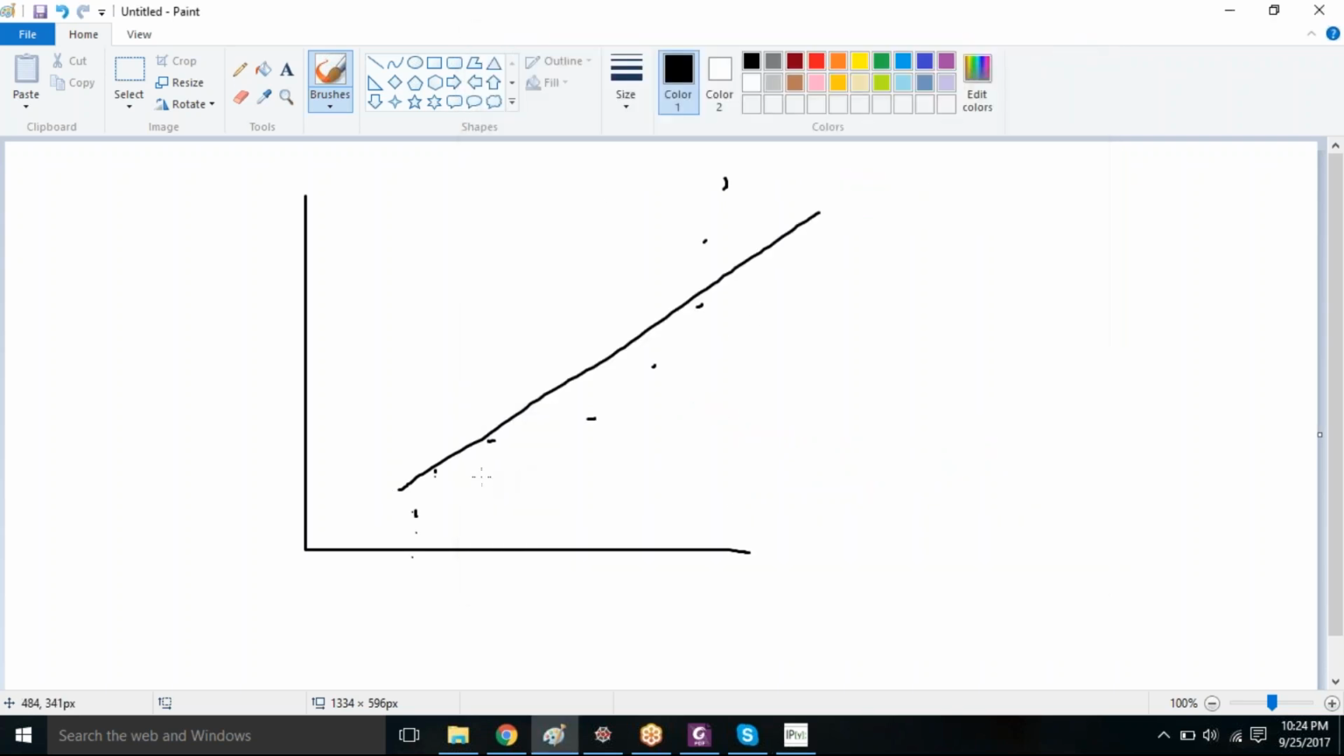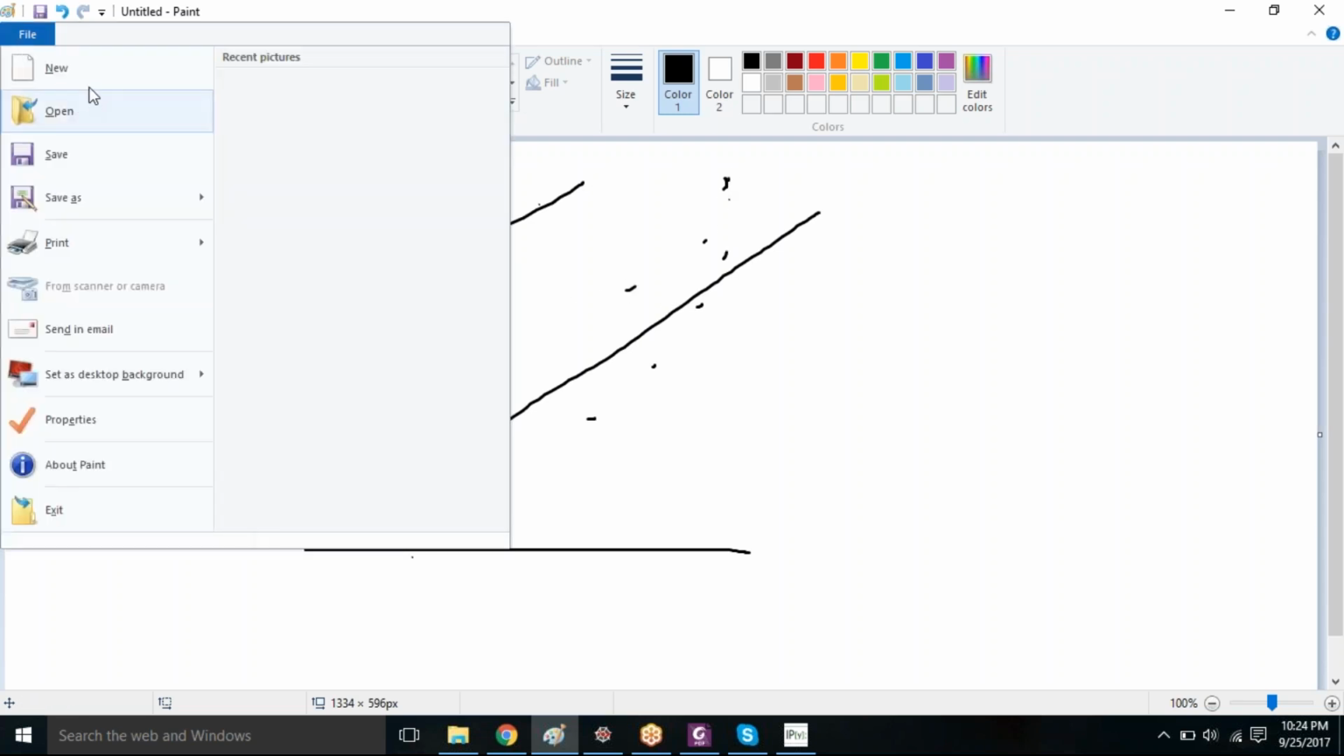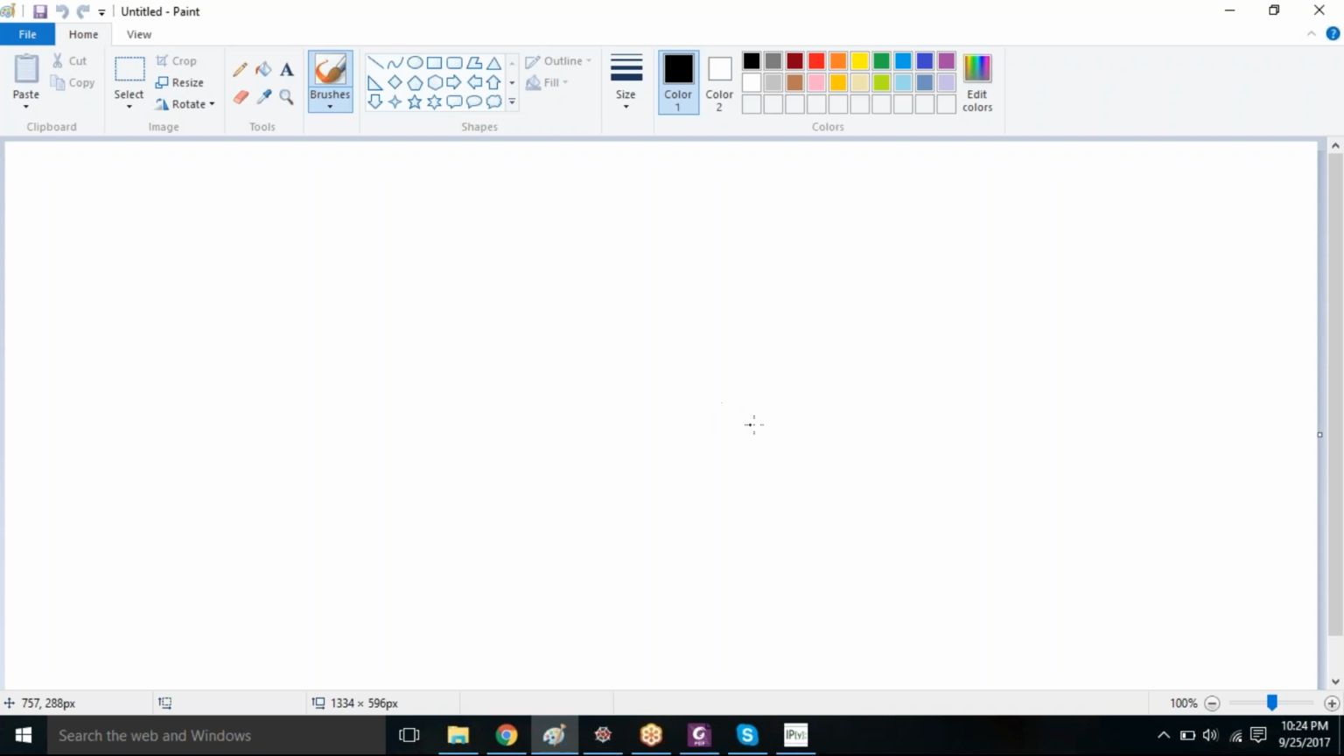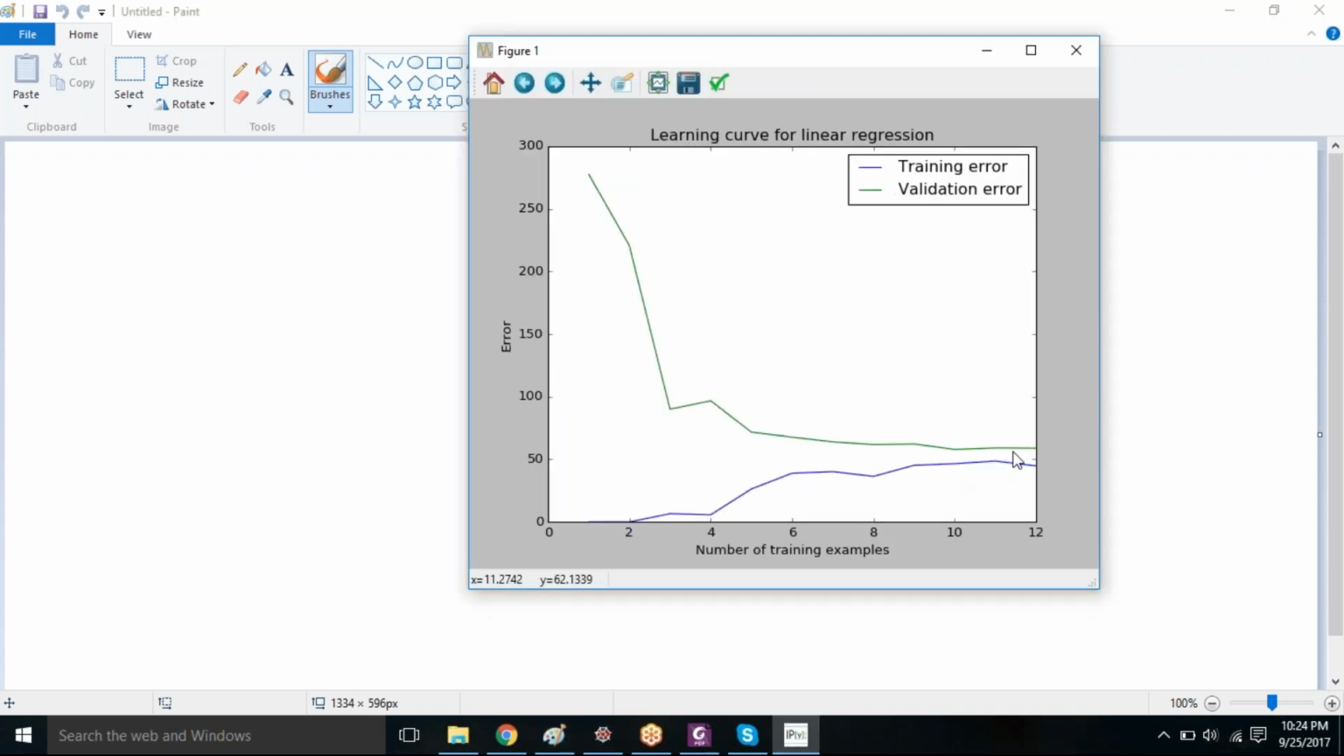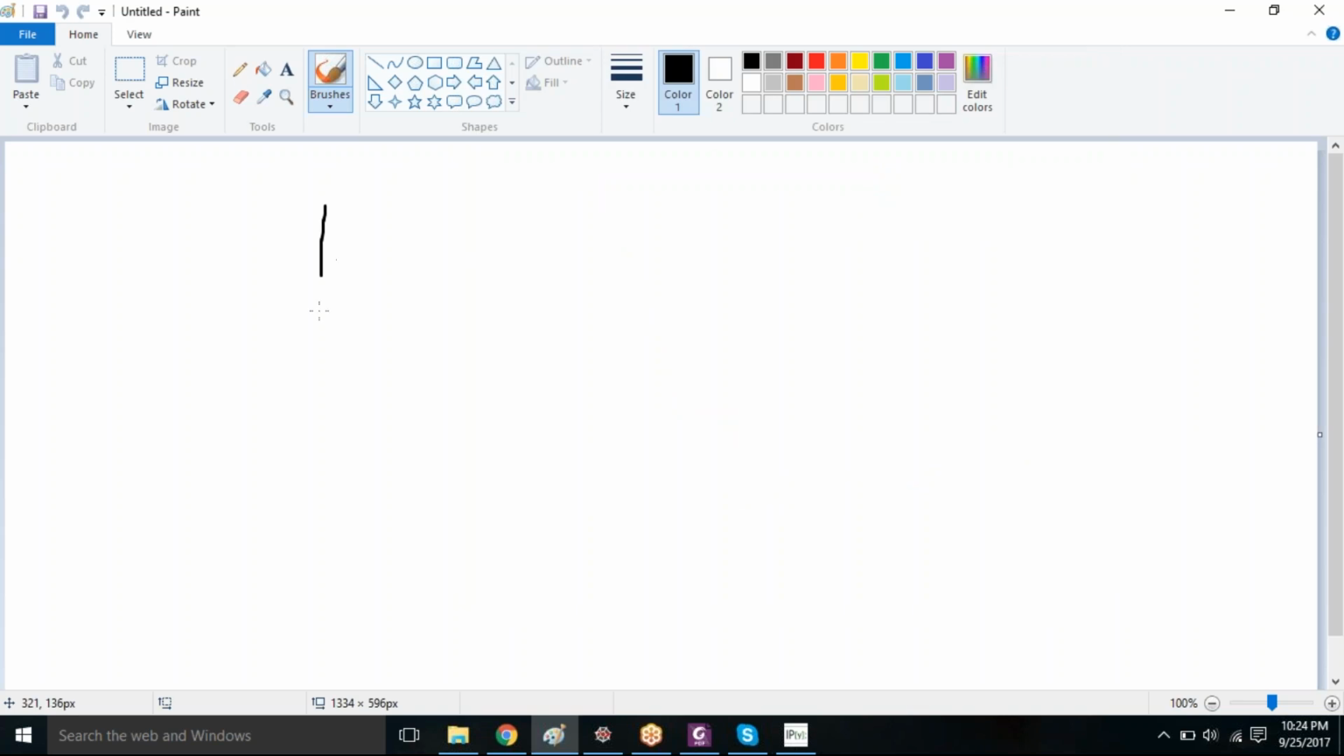Basically, if you have only 2 points, you can fit a line. If you have 3 points, still you will be fine. But if the data points are curvy in nature, you will find a problem when you have more data points. So that is why with 12 it has more training error.